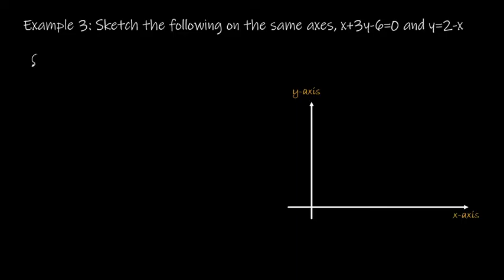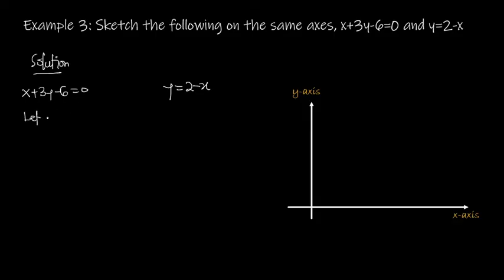We have the first equation to be x plus 3y minus 6 is equal to 0. Then we have the second equation, y is equal to 2 minus x. Alright, so let's look at what we do first.